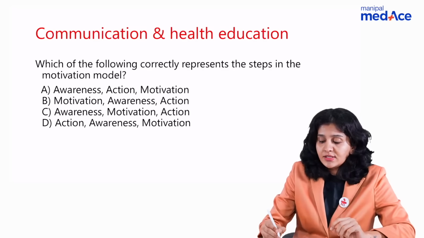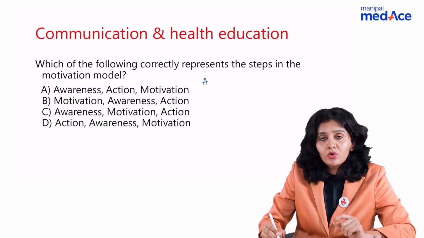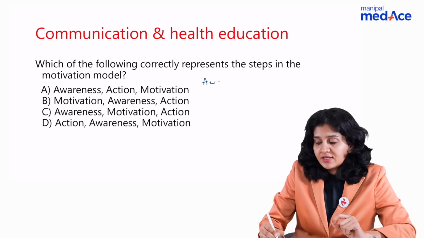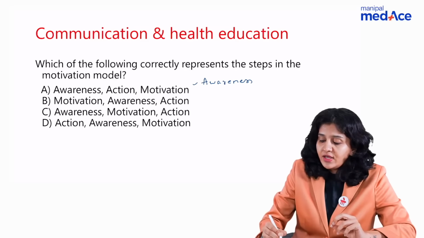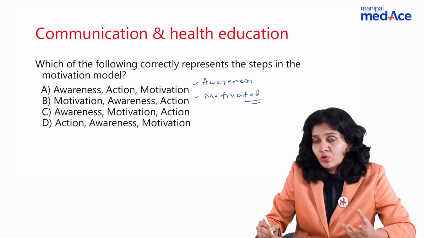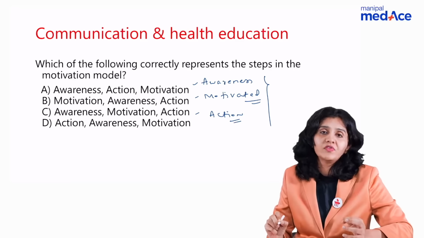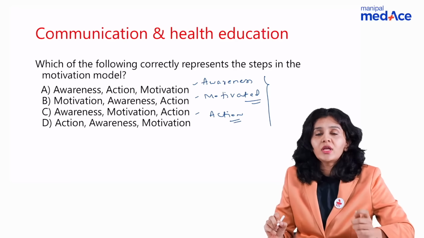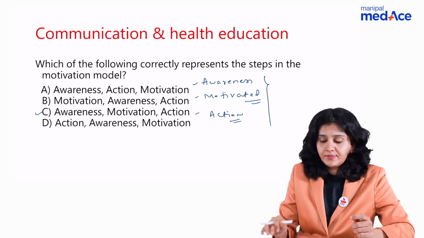So the correct order is awareness, right? First we create awareness. For example, if you are talking about hazards of smoking, we are going to impart knowledge and create awareness first. When we create awareness, they get motivated to stop smoking. The second step is motivation. After this there is an action stage, where they will stop smoking. So this is the correct order in the motivation model: awareness, motivation, and action. So the correct answer is option C.